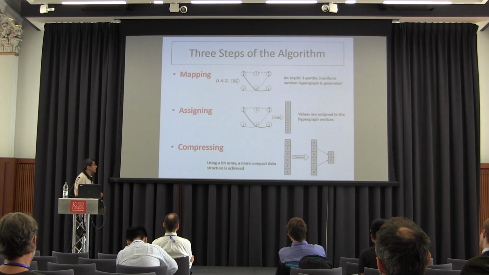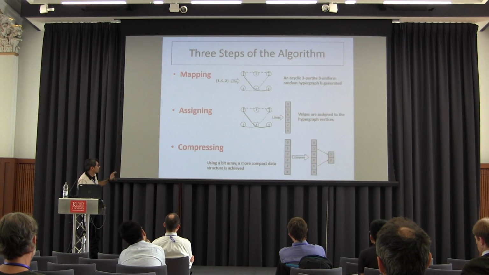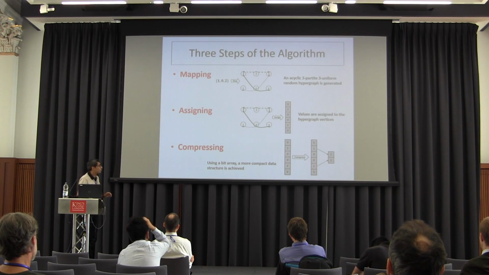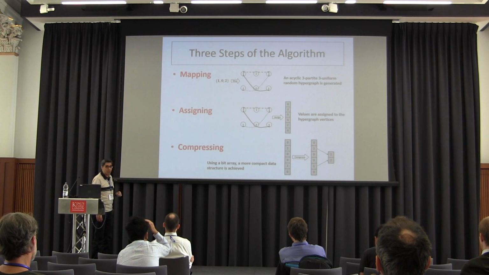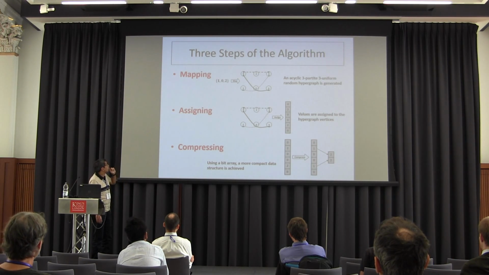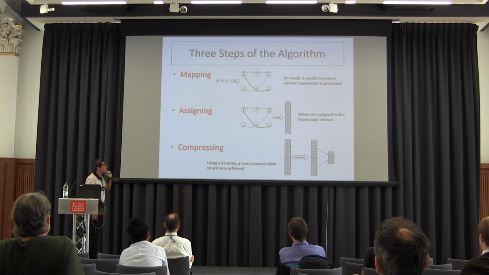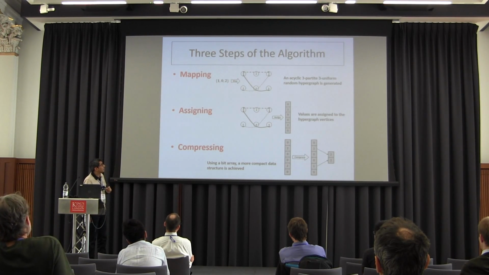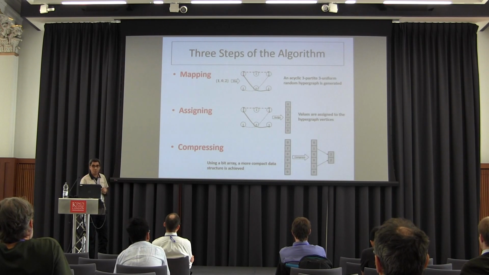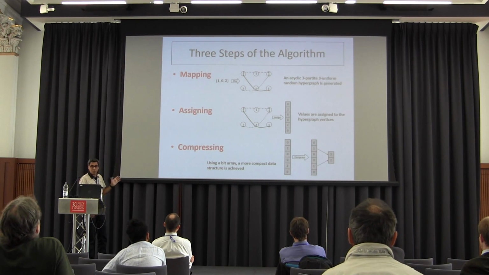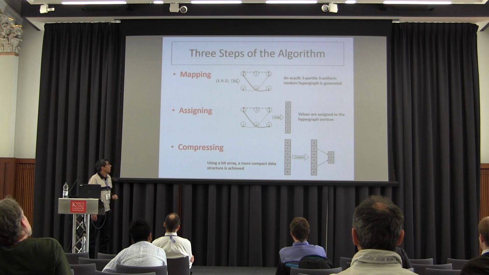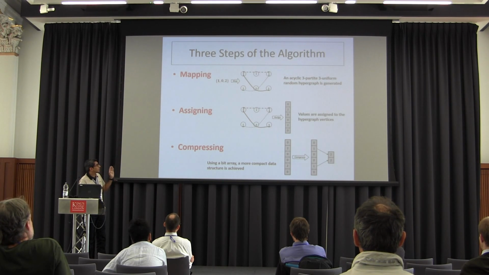So this is the 3-step algorithm. The first two steps are mandatory, and the last one is an optional step that we usually prefer not to do because of the additional overhead of lookup time. The first step is mapping. In this step, we generate an acyclic 3-partite 3-uniform random hypergraph, and I will explain all this in the next slide.